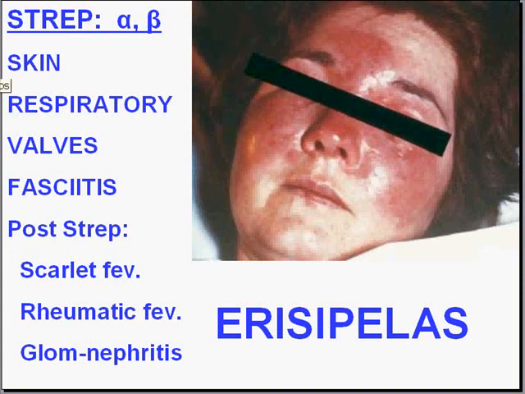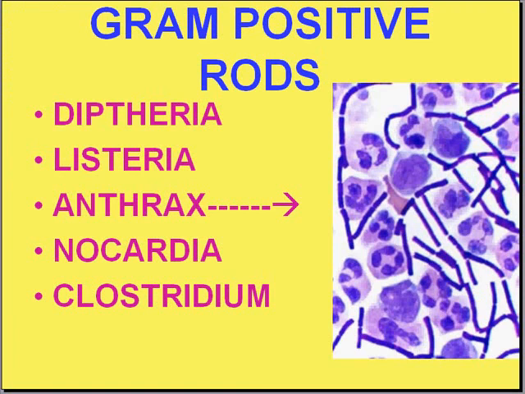Okay, let's talk about some rods now, or the bacilli. It's probably easy to run down and classify the gram-positive bacilli, or the gram-positive rods, to begin with, because there's only a relatively few of them. Almost all of the other rods or bacilli are gram-negative. So often the term gram-negative rod is almost redundant. But there are a few diseases like diphtheria, listeria, anthrax, nocardia, clostridium, which are caused by gram-positive rods.